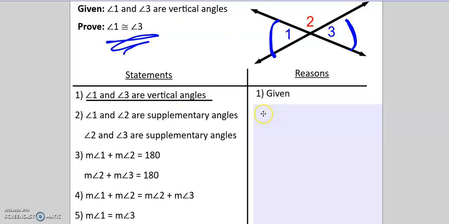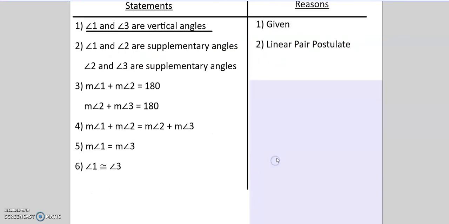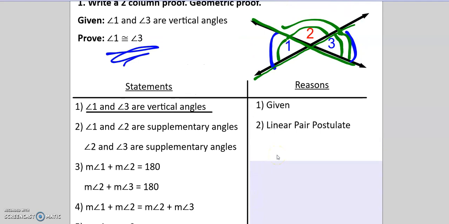Now let's complete our reasons. What can I say here? 1 and 2 are supplementary, and 2 and 3 are supplementary. We can say they're supplementary because check out, aren't they a linear pair? Angle 1 and angle 2 are a linear pair, and 2 and 3 are a linear pair. So by the linear pair postulate, we can say that we have supplementary angles.